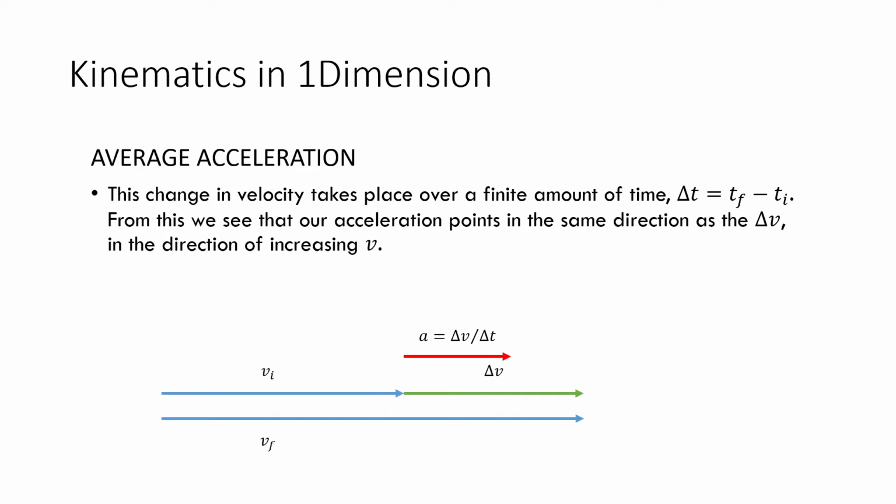And therefore, from this we can see that our acceleration, which is proportional to delta v, and therefore points in the same direction as delta v, is also pointing along the direction of increasing v. So this is the case in which the acceleration points in the same direction as the velocity throughout, and therefore the tendency of the acceleration over time is to increase the magnitude of the velocity without changing its direction.